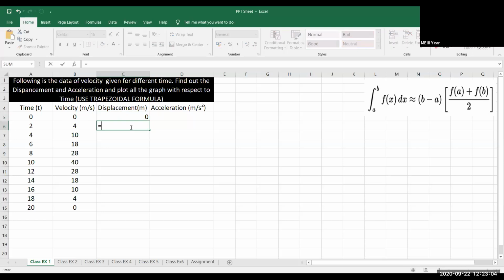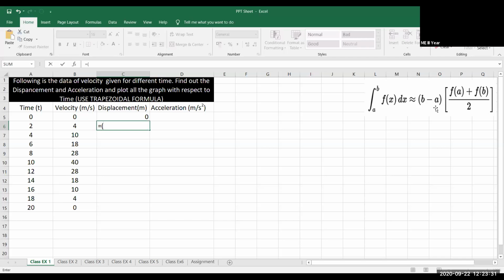So directly we are applying the formula b minus a. We are finding out the displacement using velocity. So integration of the velocity, what will you get? Displacement. Simply we are doing that. We are integrating velocity, then we are getting the displacement.